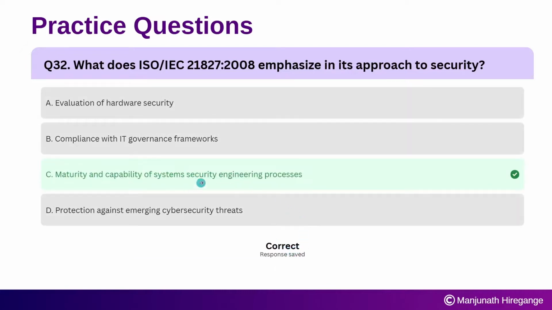And the other options: compliance with IT governance. This particular standard does not center on governance or compliance like COBIT 5, right? Protection against emerging cybersecurity threats, yes, maybe it contributes indirectly, but it's not direct. And evaluation of hardware security: this standard does not focus on any hardware security evaluation. Instead, it addresses the overall security engineering process. So the right answer is C.